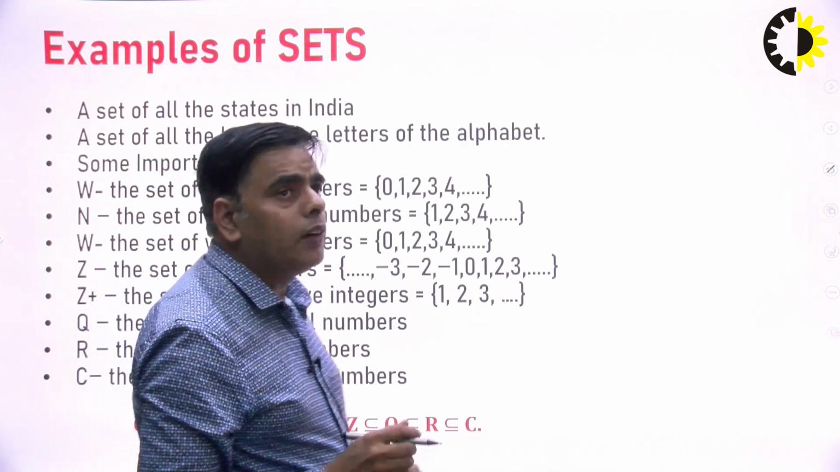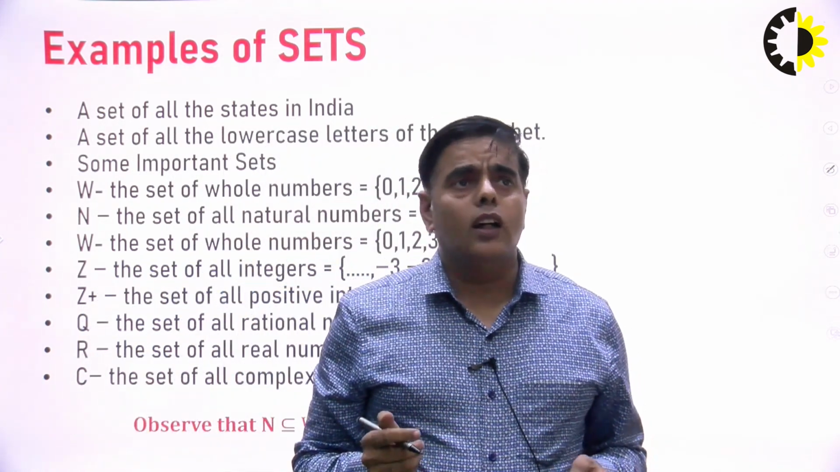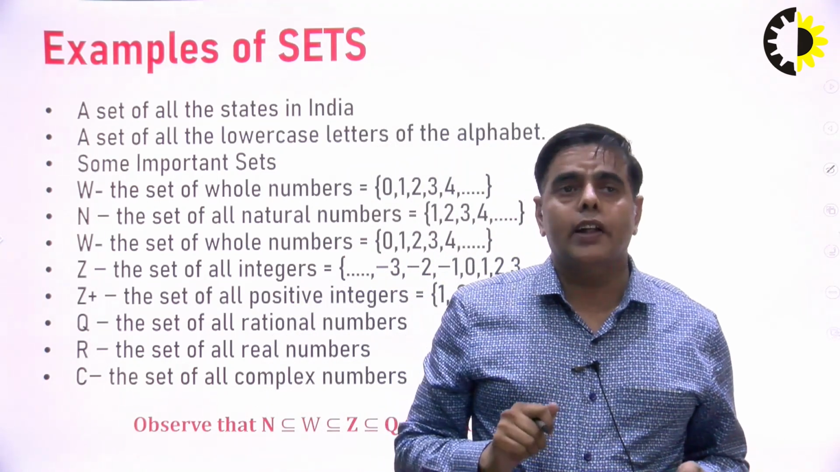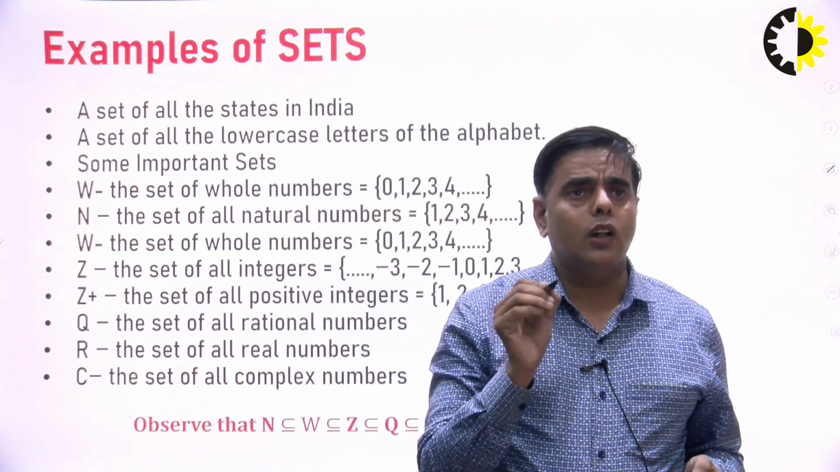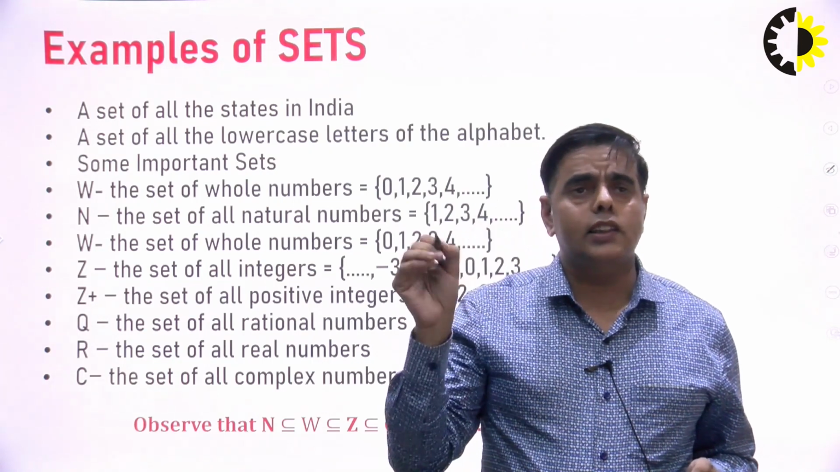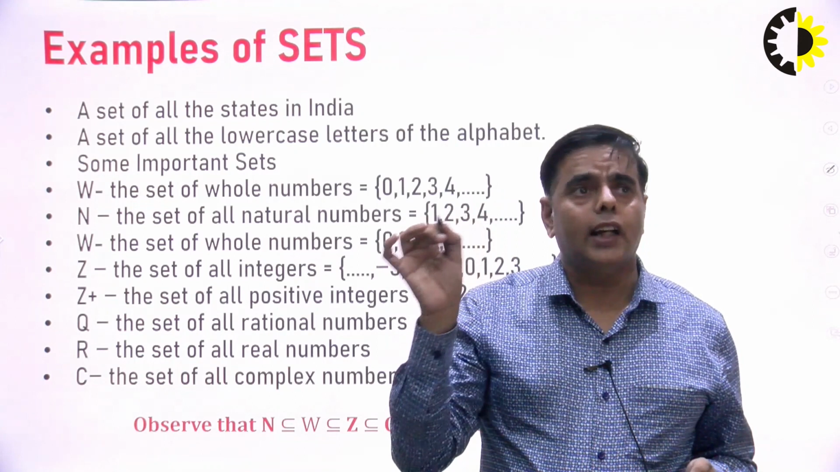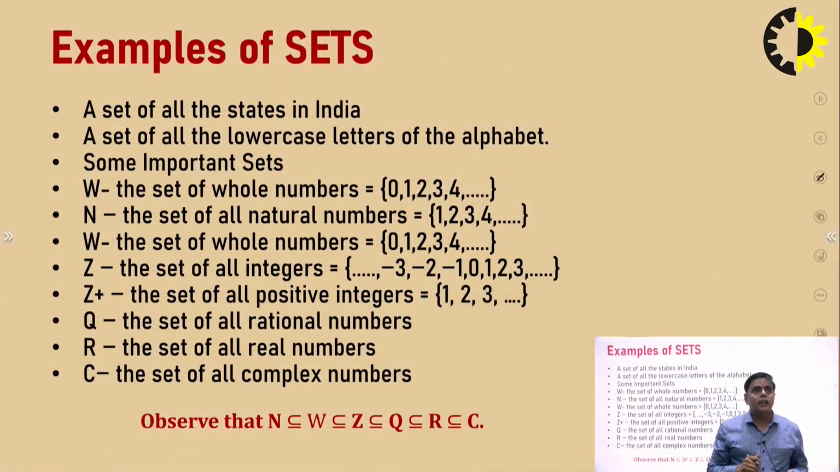Next, we have different types of sets. Suppose I am talking about a set of all the states in India. You have to write all the states, 36 states including the union territories, and you will create a set. And suppose I am talking about the set of lowercase letters. You will write all the elements starting from a to z in small letters, or lowercase.